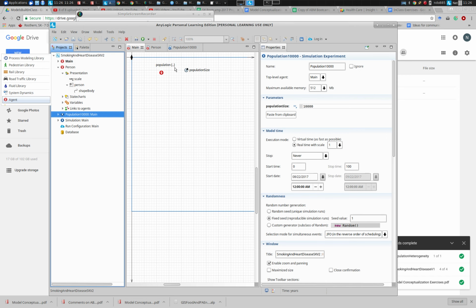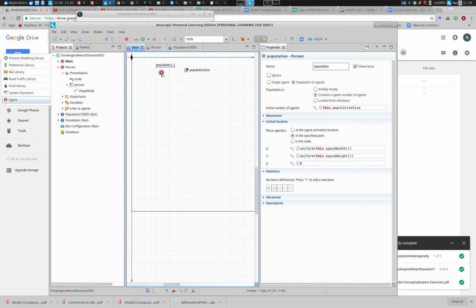So with that added population size associated with the population, it's recommended by the virtues of being able to change the population size without changing the model.